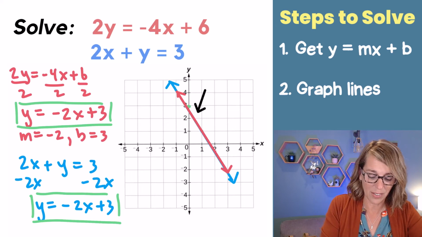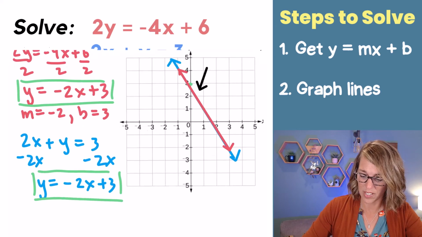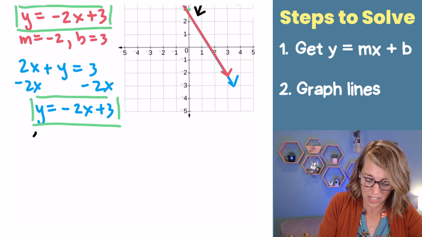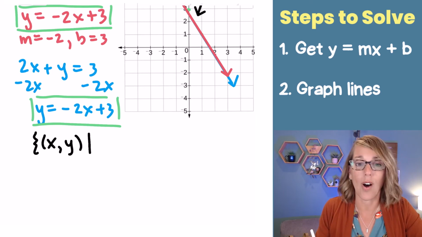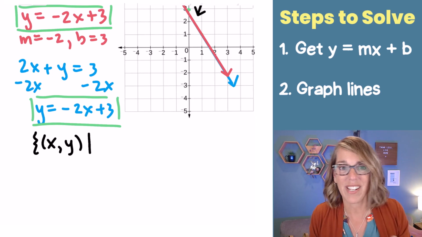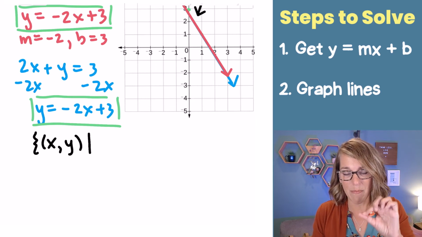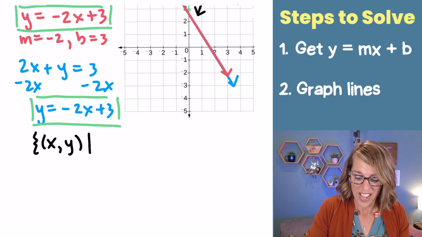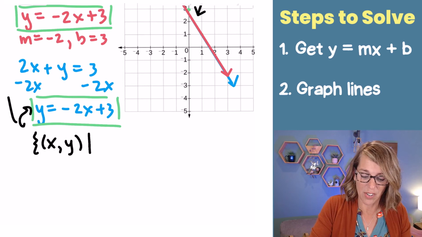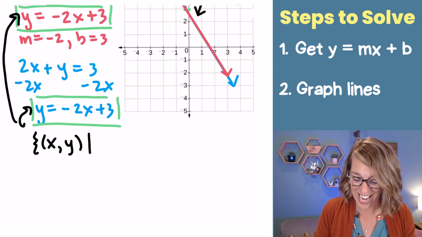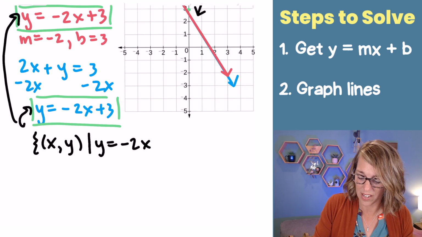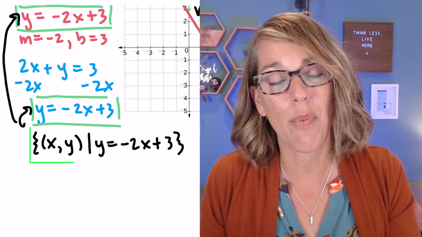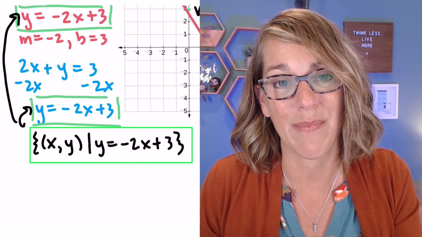So to express that solution, I'm going to say, let me move this up out of the way a little bit. It is the set of all points. Remember, not just any points, but all points. And this little line means such that it makes this equation true. And it doesn't matter which equation you pick because they're the same. Such that y is equal to negative 2x plus 3. That's my condition. So it means all of the points on this same line.